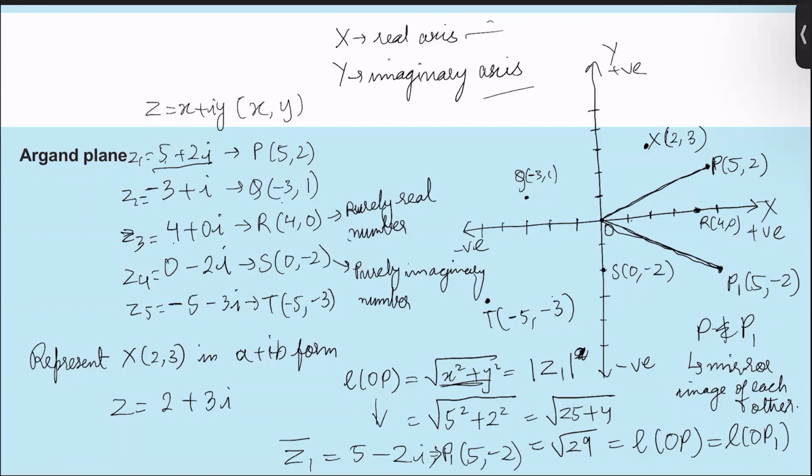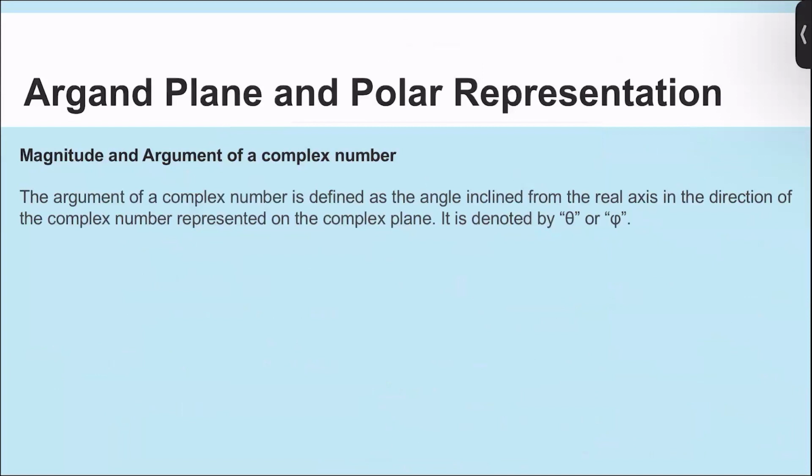And next, we will see what is the magnitude and argument of a complex number. Okay, so we were talking about representing complex numbers on the Argand plane or the complex plane. But we will see that there is another form of representing complex numbers. Before we move to that part, we need to know what is the magnitude and what is the argument of a complex number.